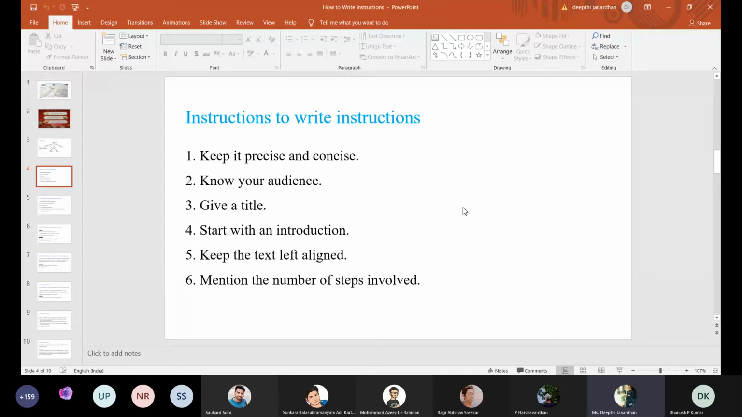Mention the number of steps involved. So you can number the steps. Please number the steps. Use numerals to number the steps: 1, 2, 3, 4. And if 1 has a subheading, then it will be 1.1. If that 1.1 has a subheading, then 1.1.1. So it has to be that way. So mention the number of steps that are involved.